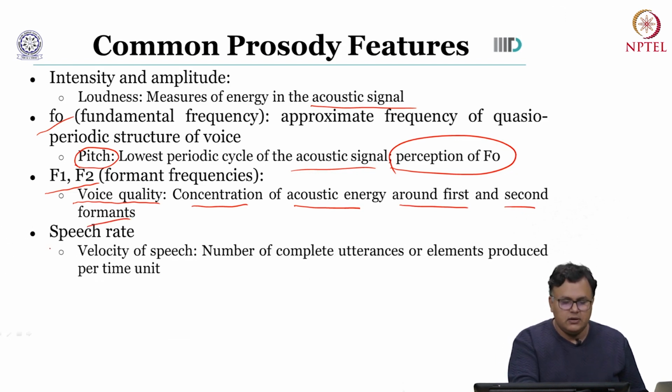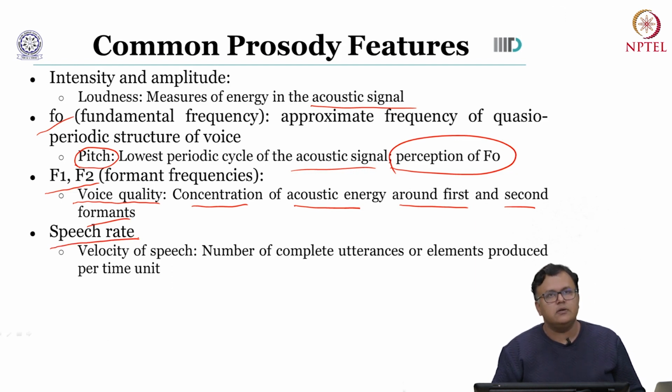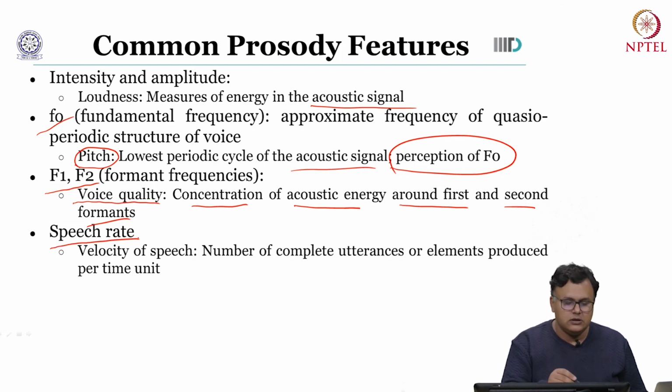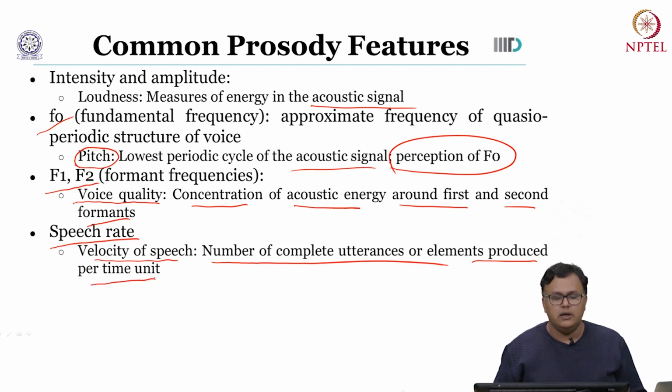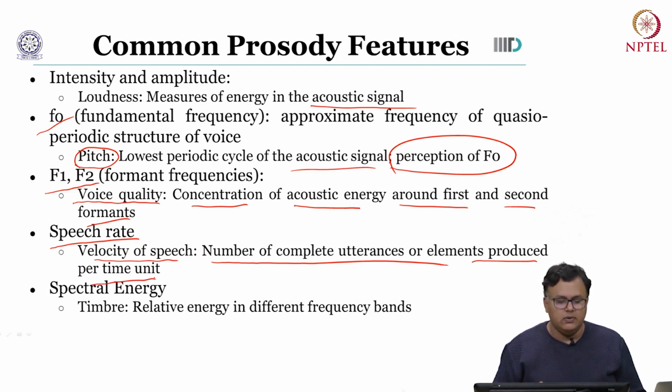From this, another commonly used prosody feature is the speech rate. As the name suggests, we are interested in computing the velocity of the speech, which is basically the number of complete utterances or elements produced per time unit. The other one which is very commonly used is your spectral energy. Through this, you can compute the timbre, which is essentially the relative energy in the different frequency bands of your input signal.